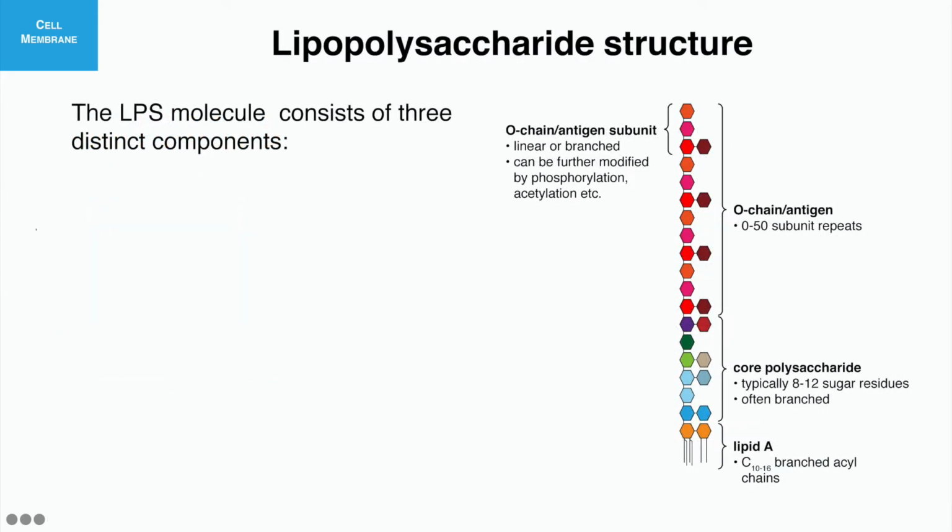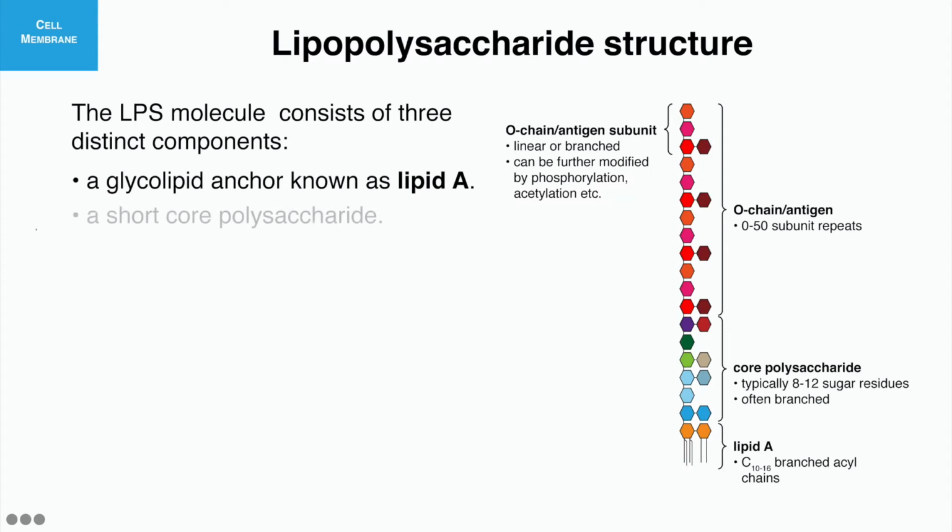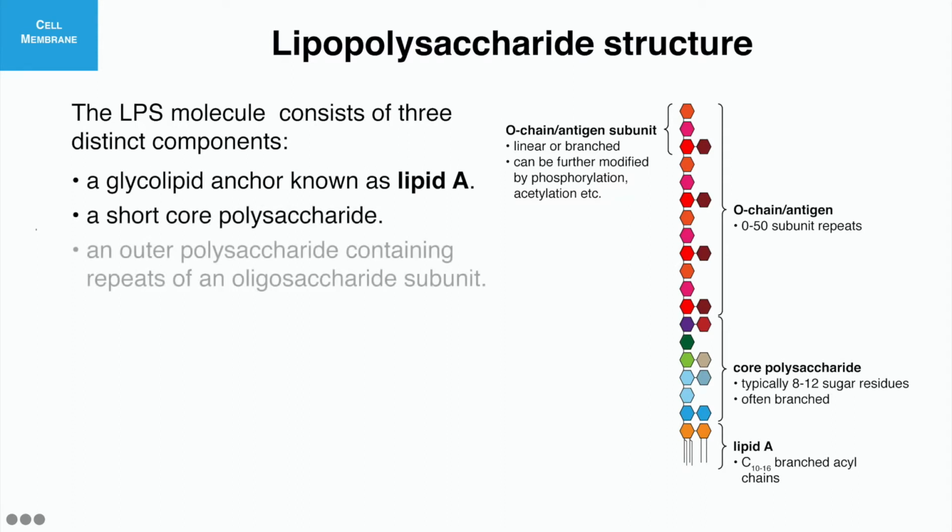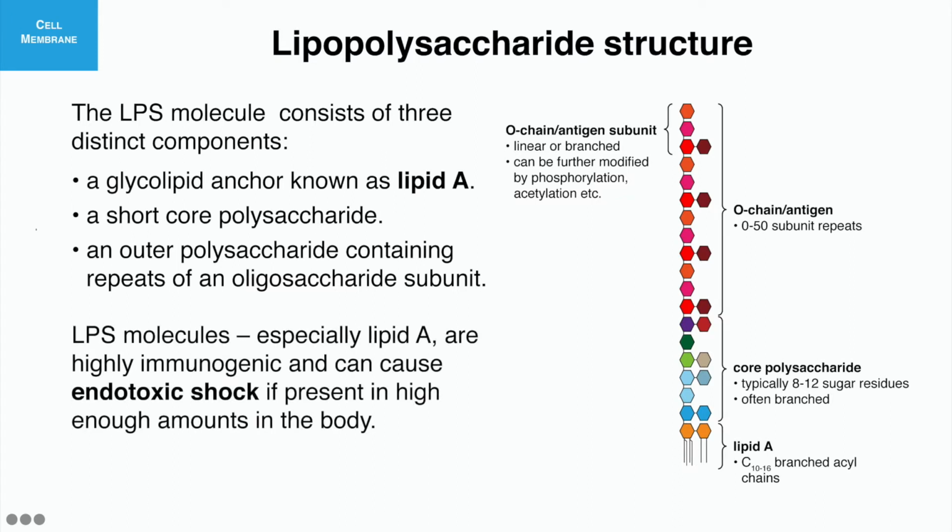The lipopolysaccharide molecule consists of three distinct components: a glycolipid anchor known as lipid A, a short core polysaccharide, and an outer polysaccharide containing repeats of an oligosaccharide subunit. Lipopolysaccharide molecules, especially lipid A, are highly immunogenic and can cause endotoxic shock if present in high enough amounts in the body.